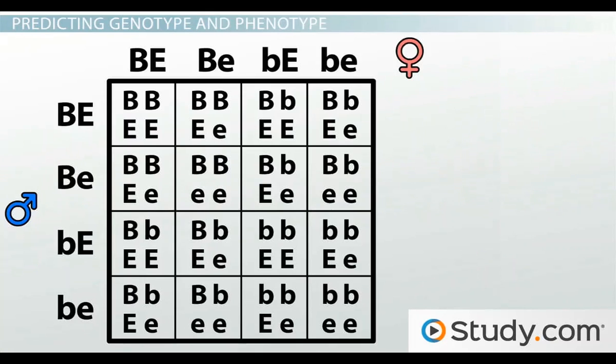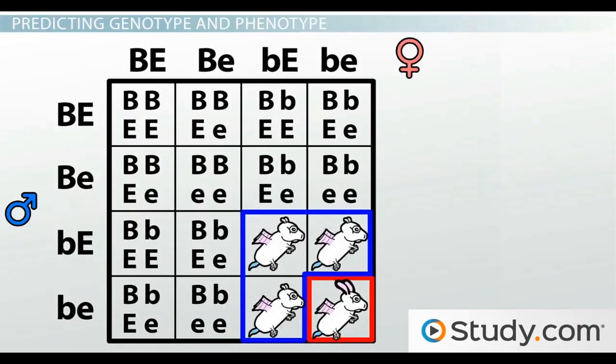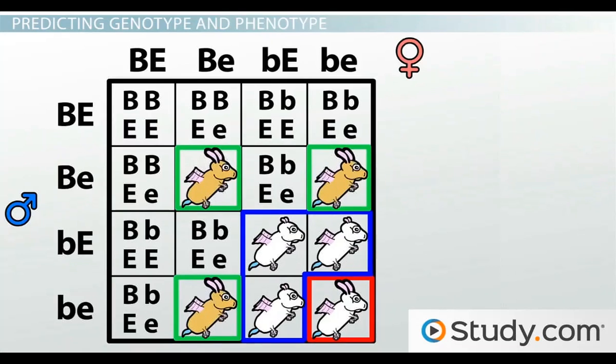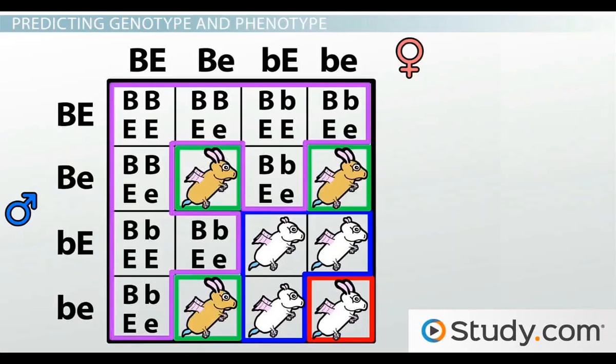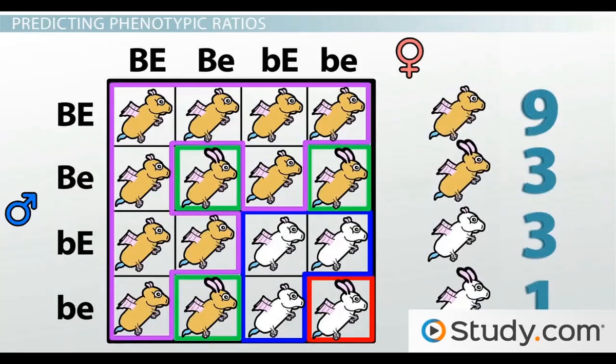Out of 16 different squares here, I have 1 square that will produce white hamsters with large ears. There are 3 squares here that predict white hamsters with little ears. There are also 3 squares that predict brown hamsters with big ears. And that leaves 9 squares that predict brown hamsters with little ears. To summarize, our Punnett square predicts a 9 to 3 to 3 to 1 ratio among the 4 different phenotypes.